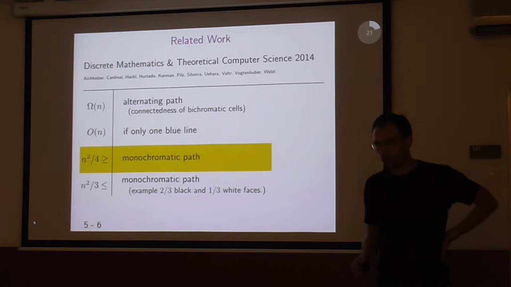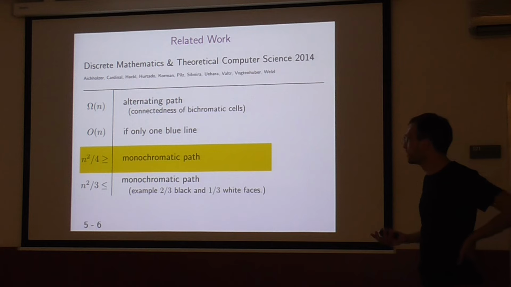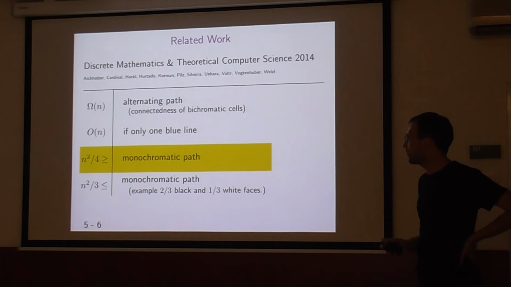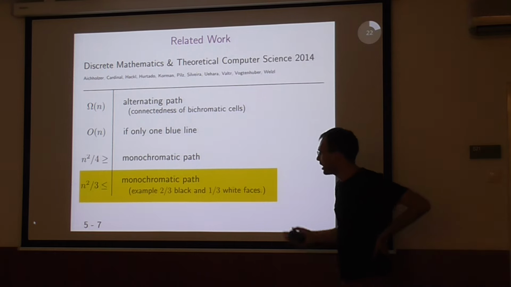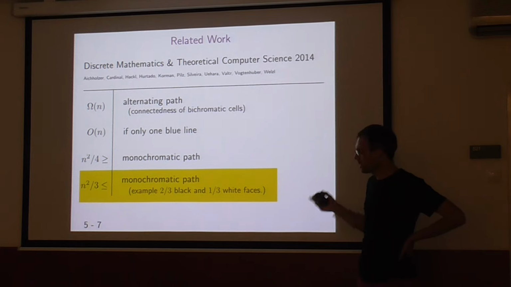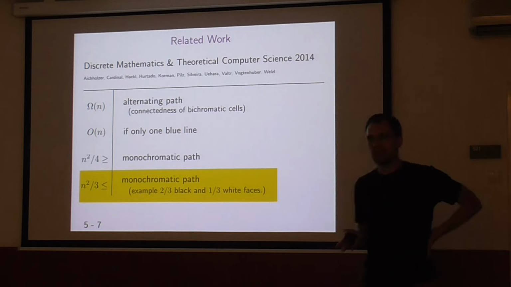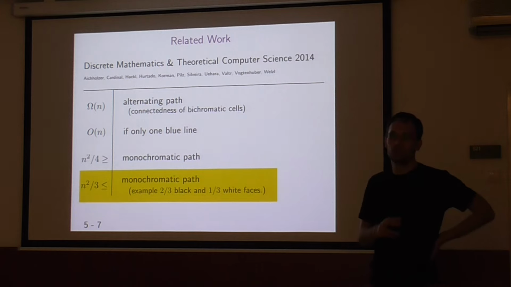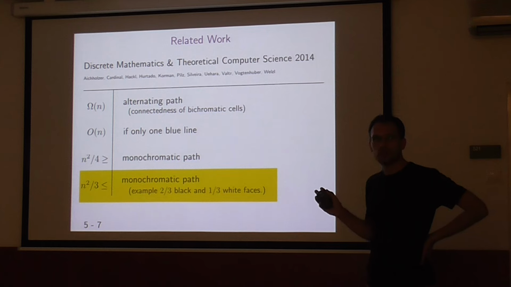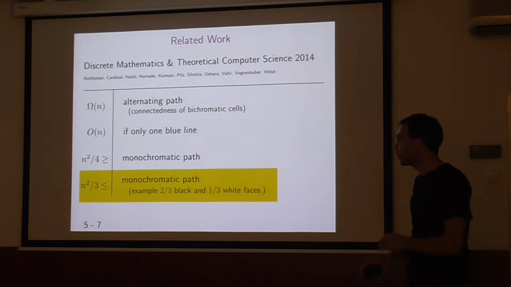The next result is, back to the monochromatic case, they showed that there always exists a path of length n squared divided by 4. This is half of all the faces, so there always exists a path which covers half of all the faces. As an upper bound, they gave a line arrangement where every path visits at most two thirds of all the faces, namely n squared divided by 3. So, questions on these results? Okay, this is basically the only prior work.